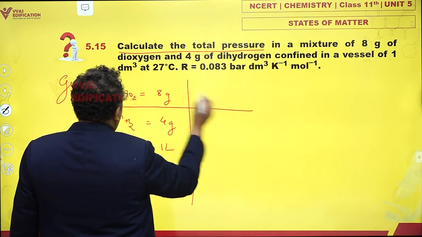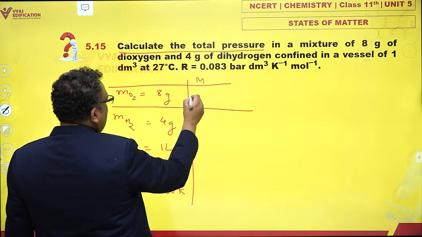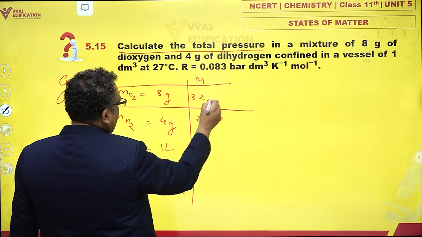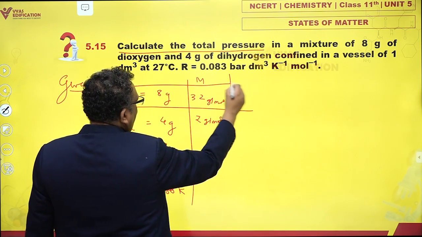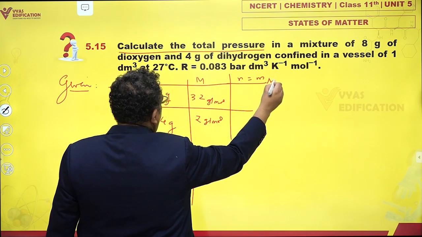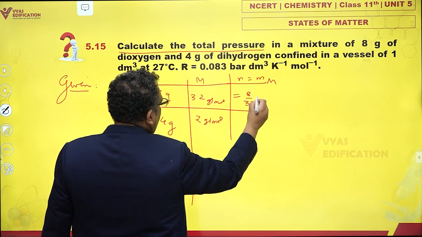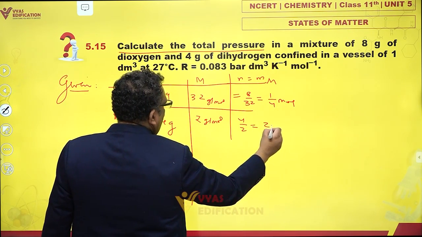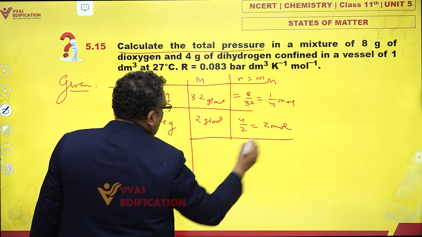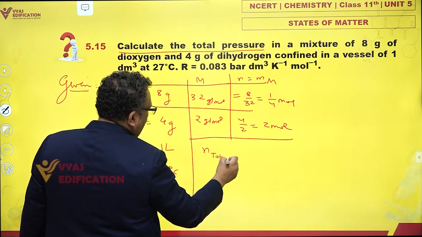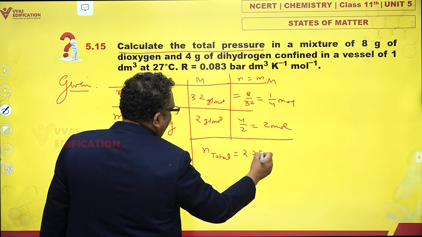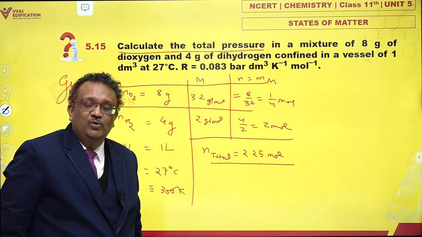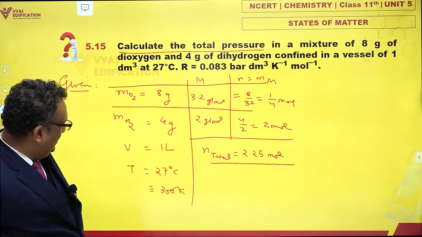Fine. Now, molar mass of oxygen is 32 and hydrogen is 2 grams per mole. And number of moles is mass by molar mass. 8 by 32, which is 1 by 4 mole, and 4 by 2, which is 2 moles. So, I have N total as 2.25 moles. If I just add those 2 moles, I get 2.25 moles. Can I add moles? Of course I can.